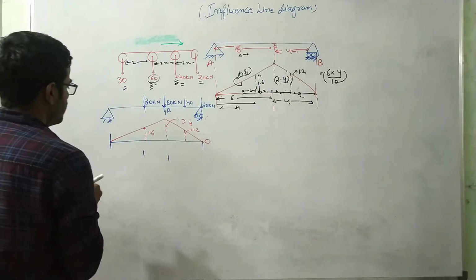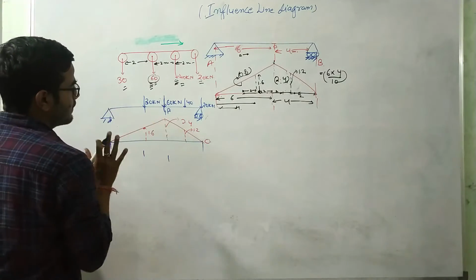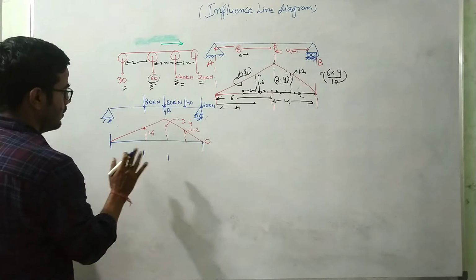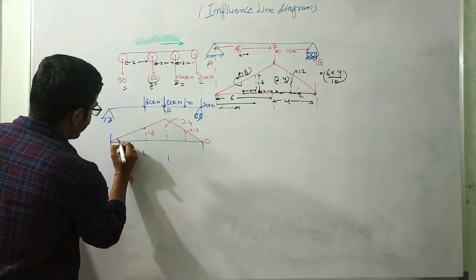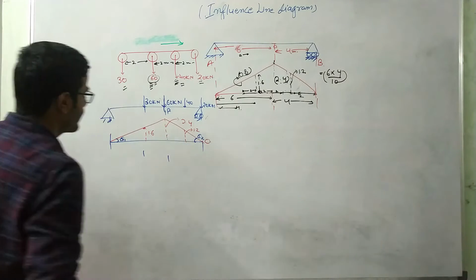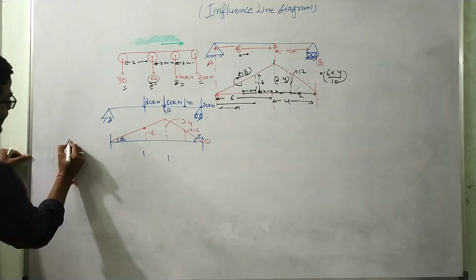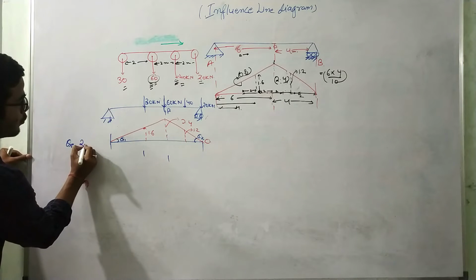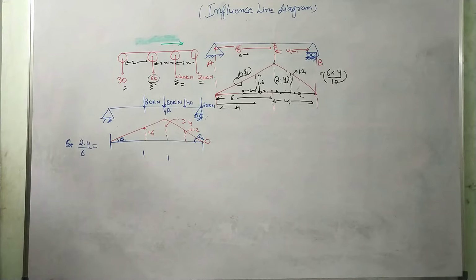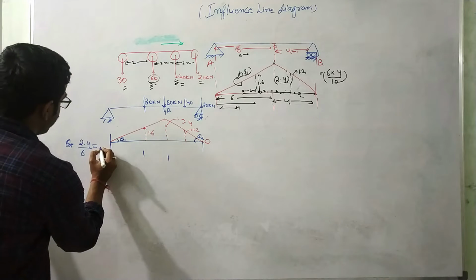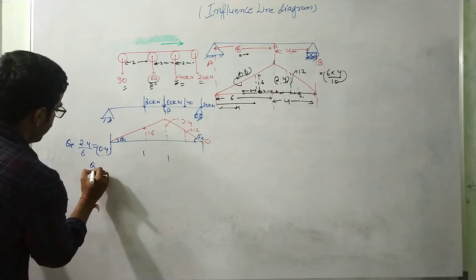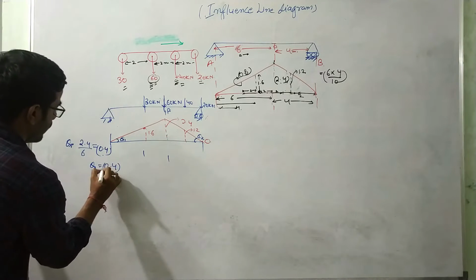Okay, now let us suppose this is the ILD of our, due to unit load. So if I calculate the slope θ1 and θ2 at these two ends, θ1 value will be nothing but 2.4 divided by 6 meter. So that value will be nothing but 0.4. Okay, so θ1 is 0.4.